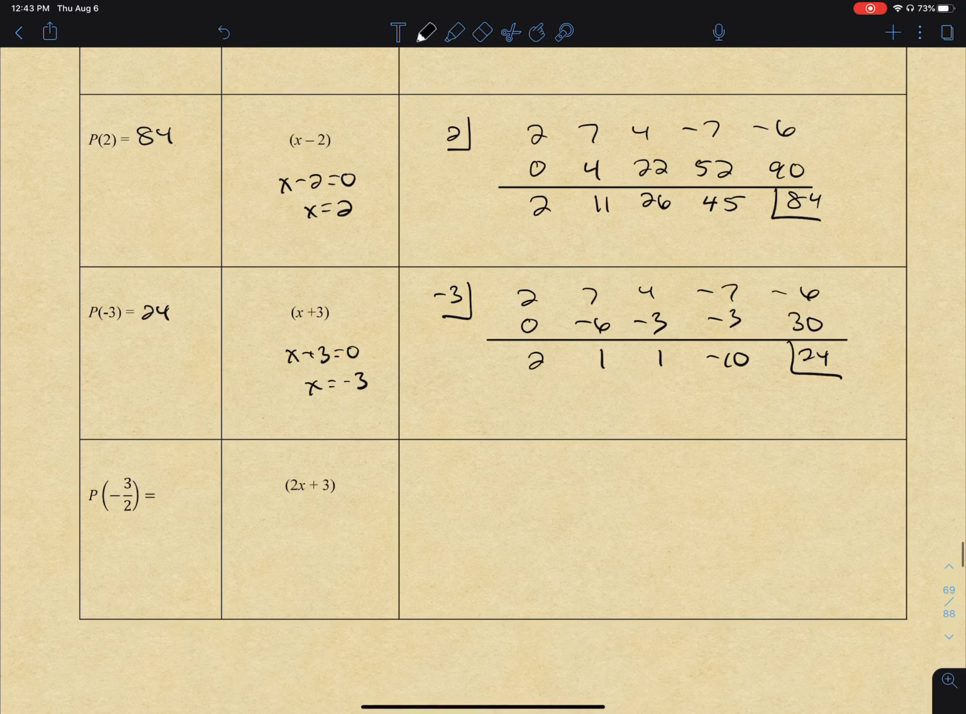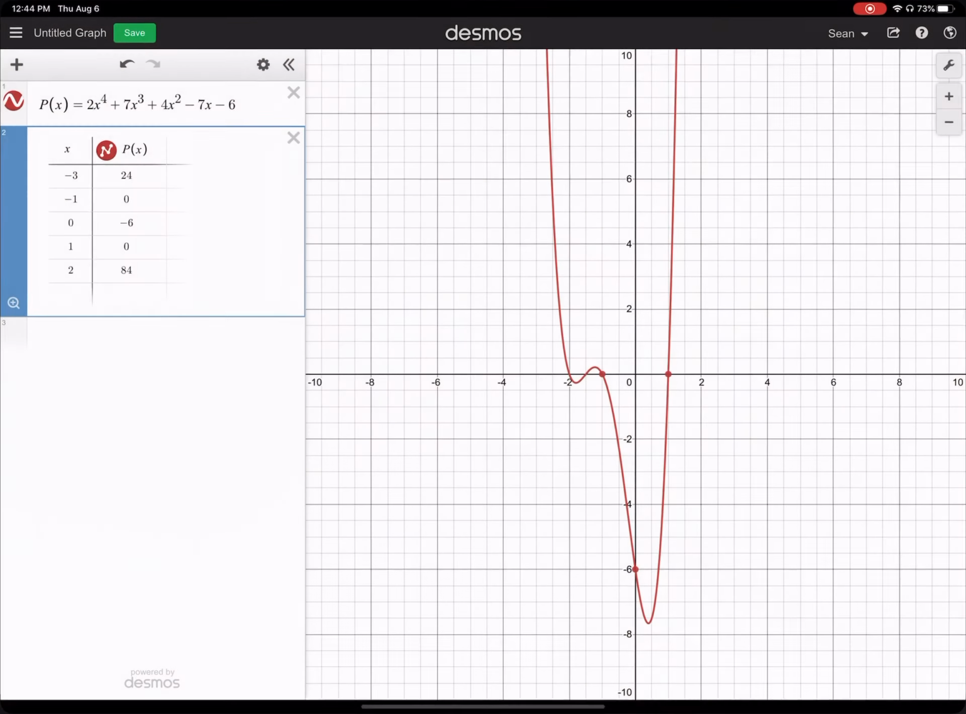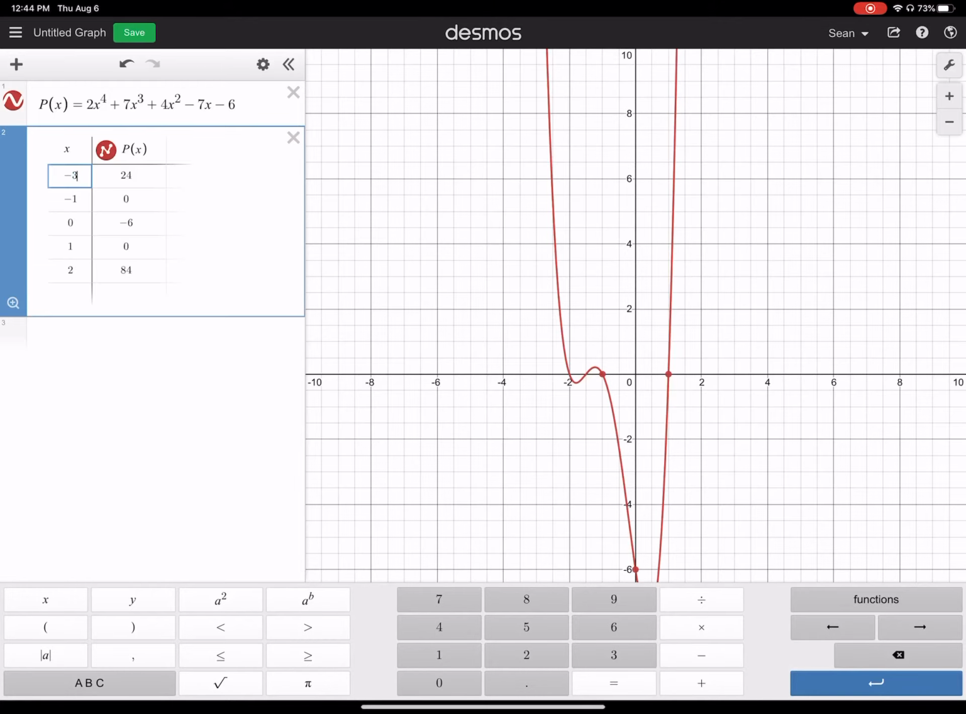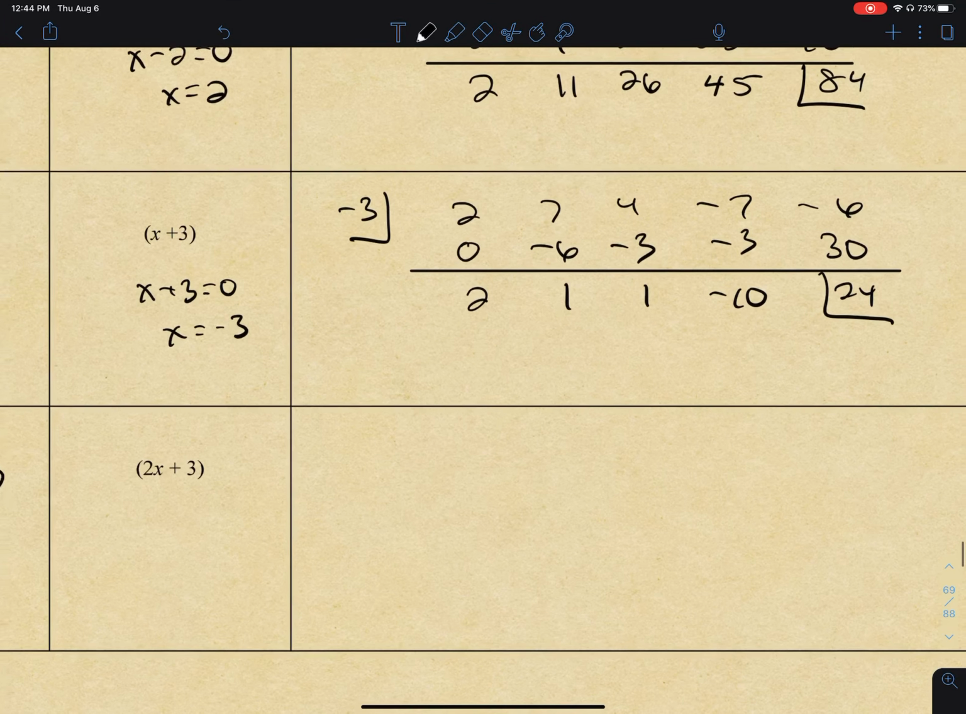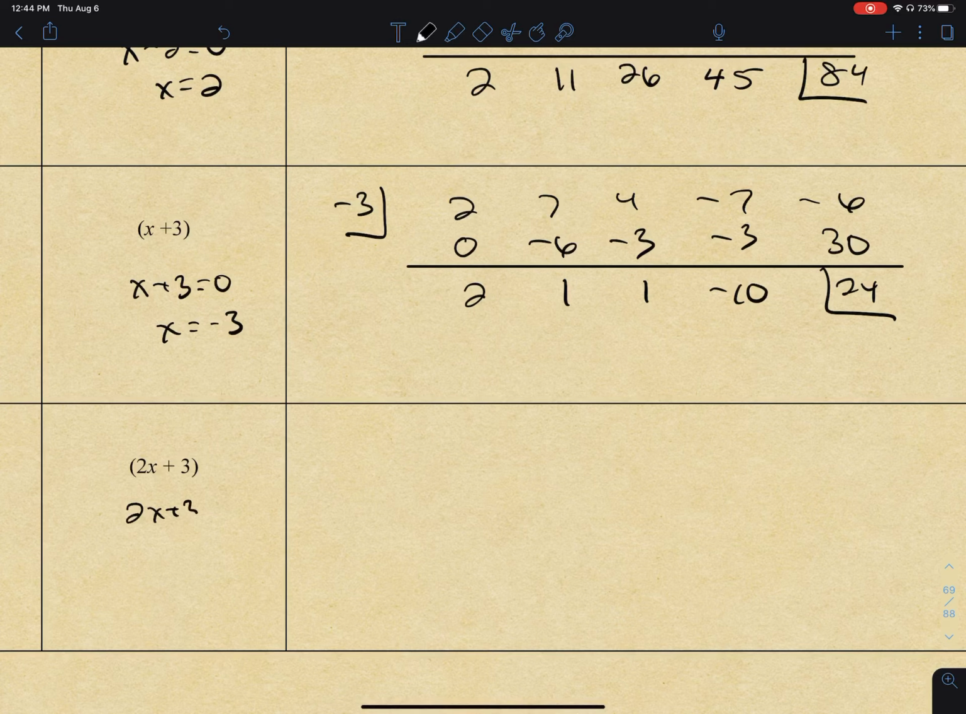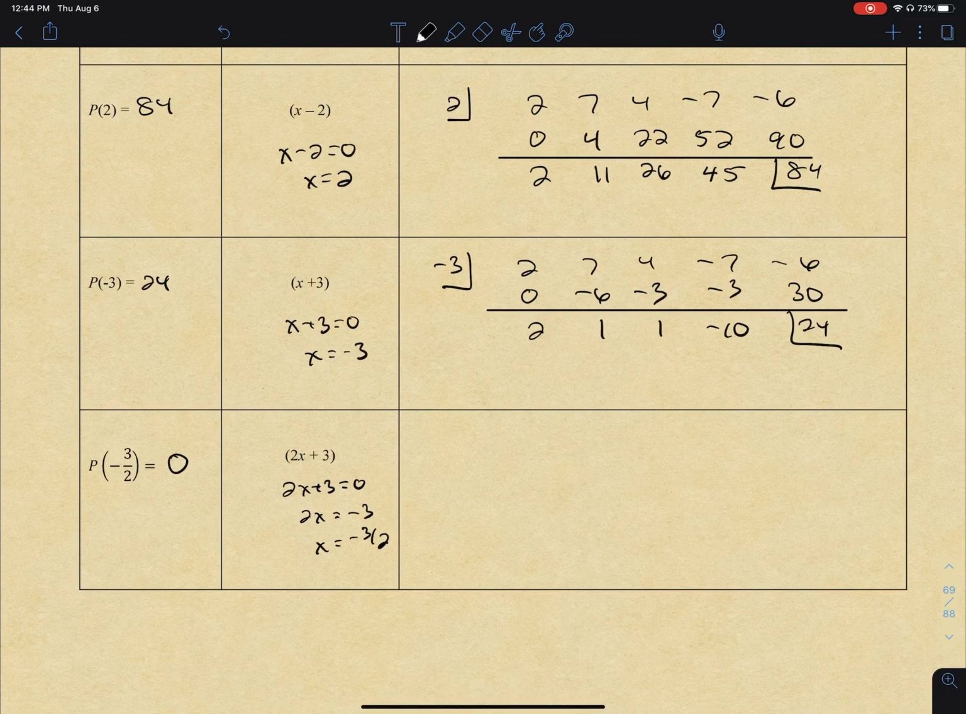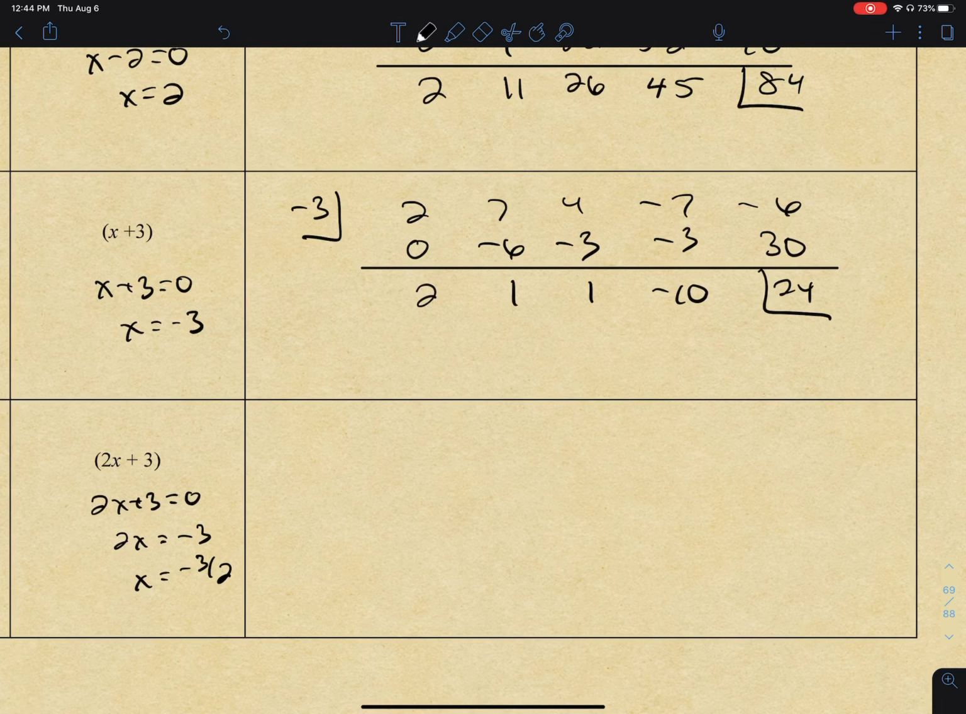What about something harder like -3/2? Put this in my calculator. -3/2 should get 0 for the answer, it says. So let's see. If I take 2x plus 3 and set it equal to 0 and solve for x, I should get a remainder of... I'm sorry, that's not true. I'm going to divide it synthetically by -3/2. I should get a remainder of 0 because this is saying it's 0. So I'm going to divide this synthetically.